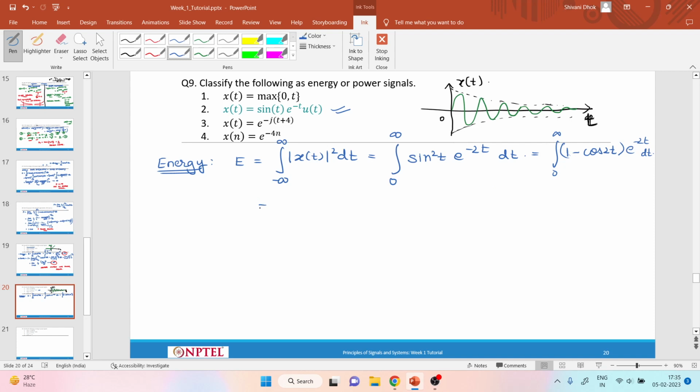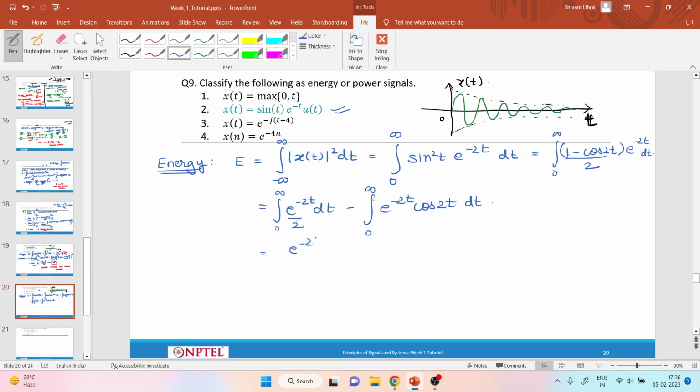Now this we can just split it as integral from 0 to infinity e power minus 2t by 2 dt minus integral from 0 to infinity e power minus 2t cos 2t dt. Now if we look at this factor here, this is equal to 1 minus e power minus 2t. So let's go by step.